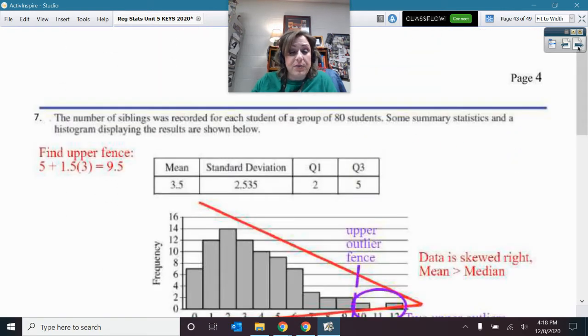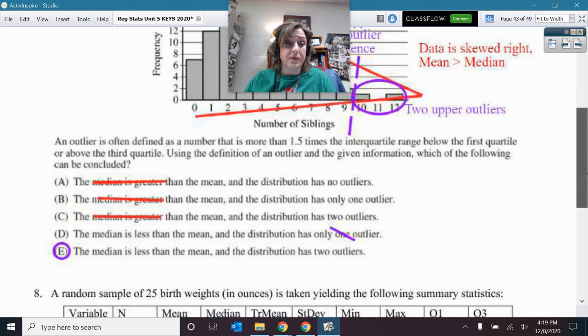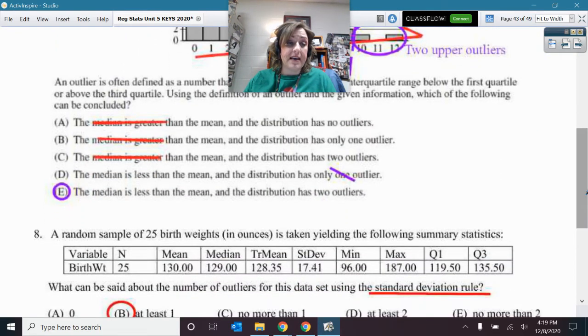All right, number 7. Here we go. That relationship between mean and median: it is skewed to the right. Plus, you can calculate the fence. The upper fence is at 9.5, so I drew it in there. And so I can tell there are 2 upper outliers. So then the median is less than the mean, and the distribution has 2 outliers.